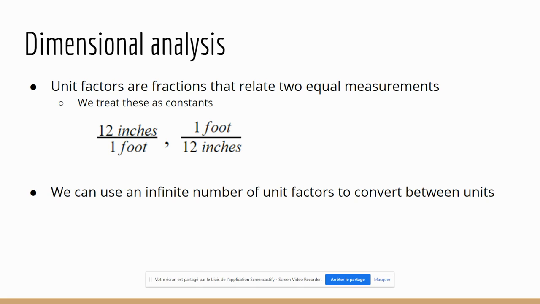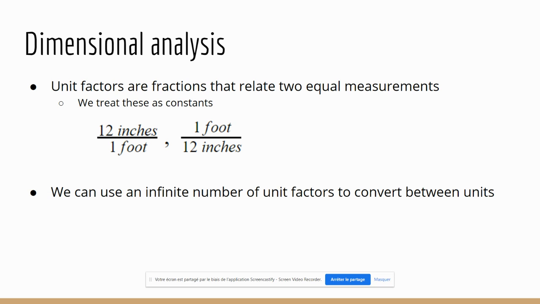So now we're going to switch gears and talk a little bit about unit conversions. We're going to use a method called dimensional analysis. All that means is that we are canceling out units in order to get from one unit to another. Unit factors are just a fraction that relates two equal measurements. So 12 inches over 1 foot, or 1 foot over 12 inches, both are unit factors. These are treated as constants, which means that they do not impact significant figures, and you can use as many of those as you need.